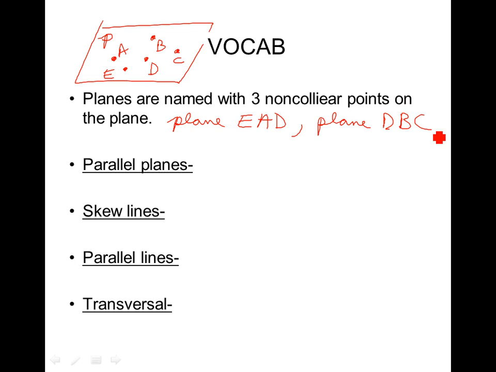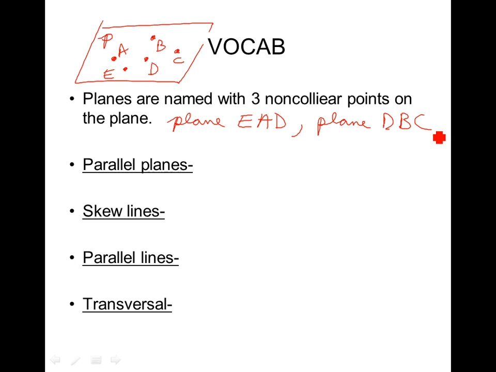Are there several other ways to name it? Yeah. All right, so any three non-collinear points, remember, three non-collinear points, how many planes are there going to be that contain those three points? One. That was one of the postulates that we had.